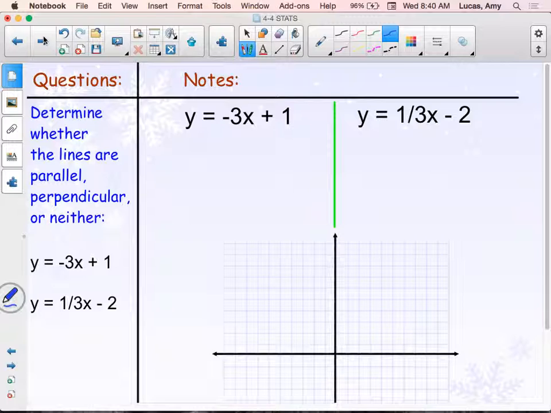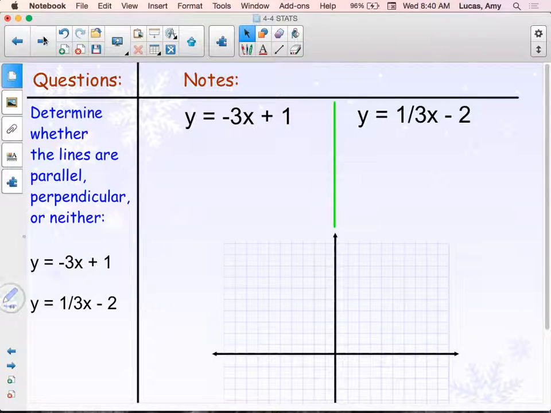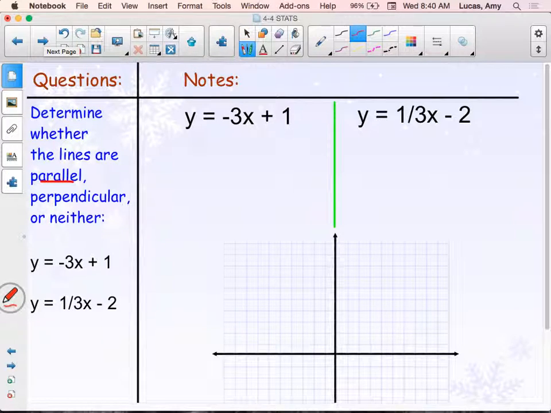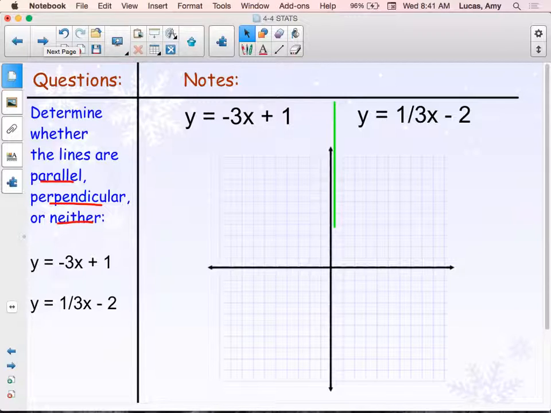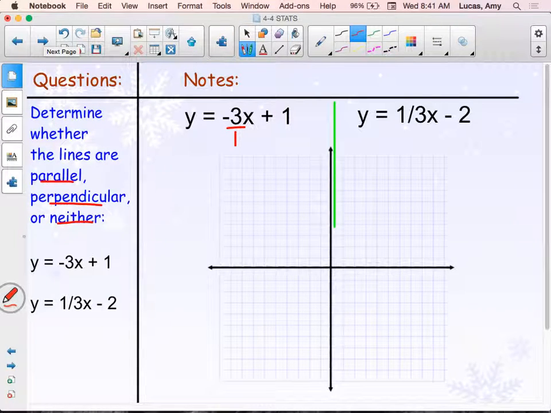Now we're going to switch a little bit, and we're going to compare a couple of lines, and we're going to figure out if they're parallel, perpendicular, or neither. So my first line, I'll graph in red, starts at 1, the y-intercept, and then my slope is down 3 over 1, so I'm going to move down 3 over 1 to the right, and draw my line.